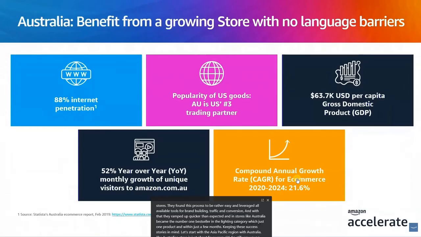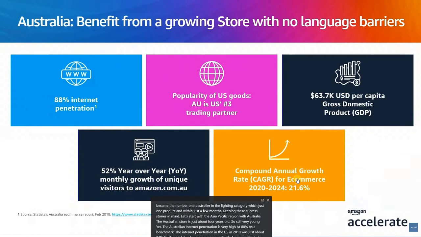Keeping these success stories in mind, let's start with the Asia Pacific region with Australia. The Australian store is just about 4 years old, so still very young. Yet the Australian internet penetration is very high, at 88%. As a benchmark, the internet penetration in the US in 2019 was just about 87%. So there is lots of e-commerce opportunity for you in Australia.